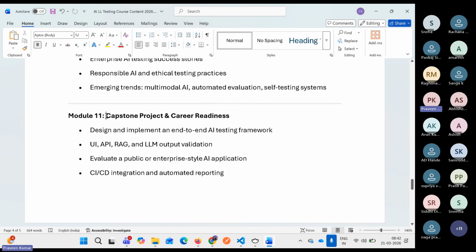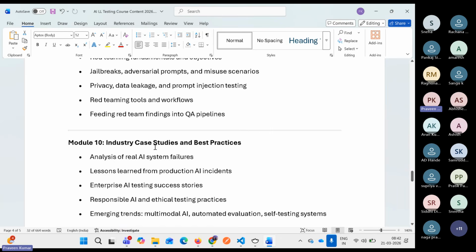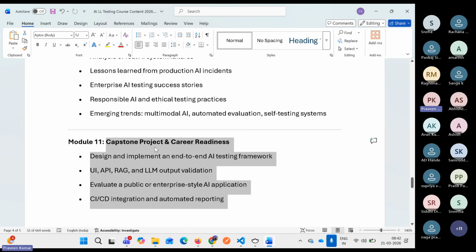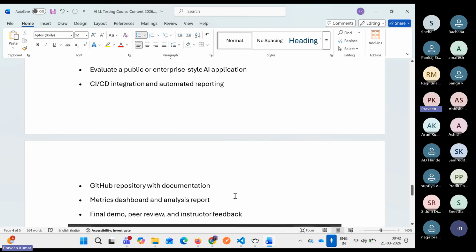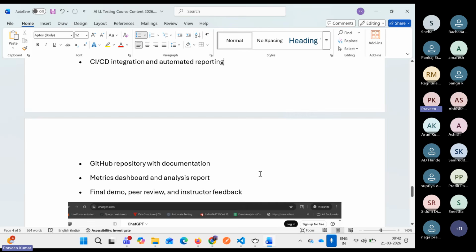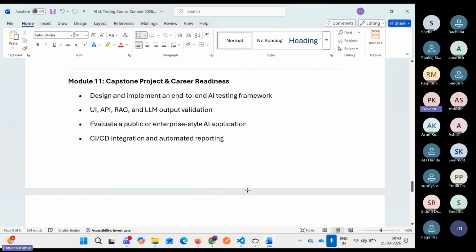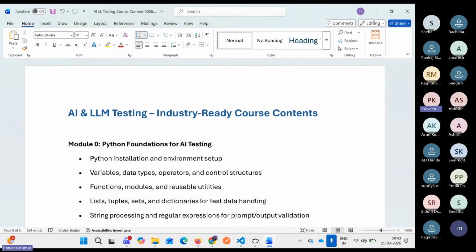And one capstone project, where whatever you learn from module 0 to module 10, you will implement to create a holistic framework, using different libraries like RAG based, normal, Deepeval, or Promptfoo based, and so on. Along with that, GitHub and the CI/CD pipeline, we'll be learning in our course. So that will cover the complete AI LLM testing inside our course content.